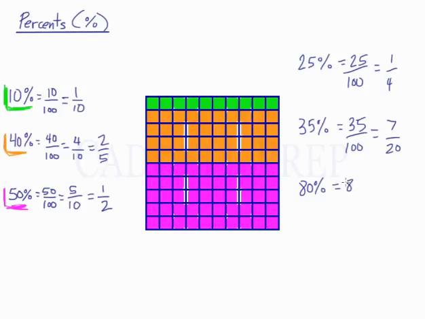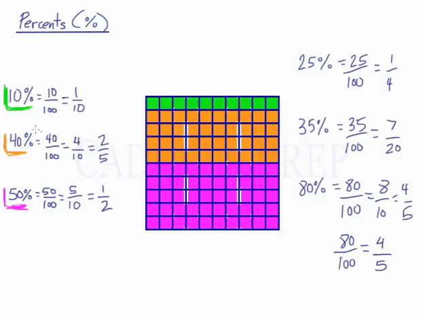80% would be 80/100. And to reduce that, well, maybe you don't see the greatest common factor right away, but we know that 10 goes into both of them. So divide the numerator and denominator by 10. And we have 8/10. So we can reduce this further by dividing them both by 2. So 8 divided by 2 is 4. 10 divided by 2 is 5. Or, right off the bat, maybe you notice that 20 goes into both of these, and that would be the greatest common factor. So 80 divided by 20 would be 4, and 100 divided by 20 is 5.